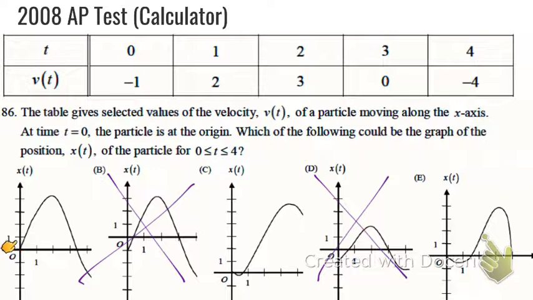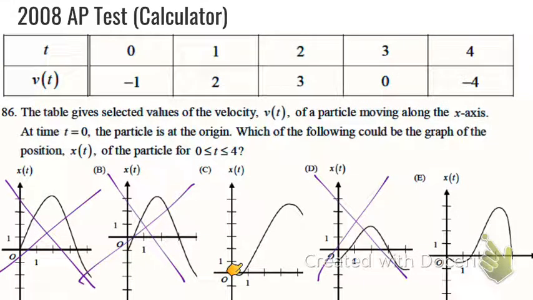So if we look at our graphs, this first one does not start going down. It starts going up and then changes to going down around 2 seconds. But if you look at 2 in our chart, at 2 seconds, the velocity should be 3. It should have a positive slope. But on this graph at 2 seconds, it looks like it has a slope of 0. So I'm thinking A is not the correct answer.